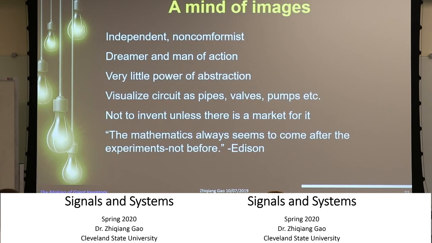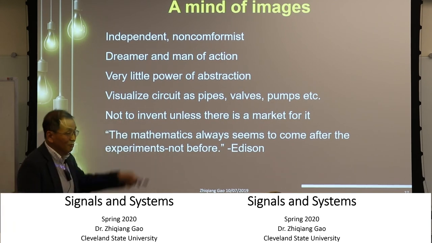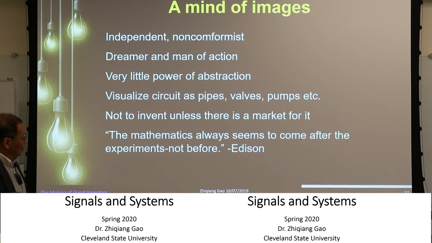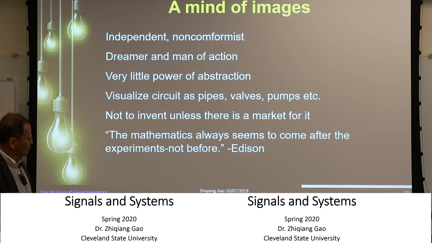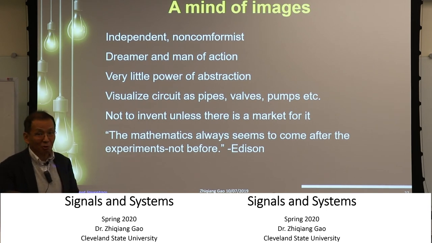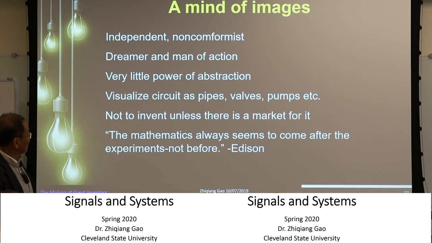It's in that spirit that Edison lived. He's independent, non-conformist, so he wasn't educated in the traditional way. And he said he will not invent anything unless there's a market. And this is what he said about mathematics: it comes after my experiment.